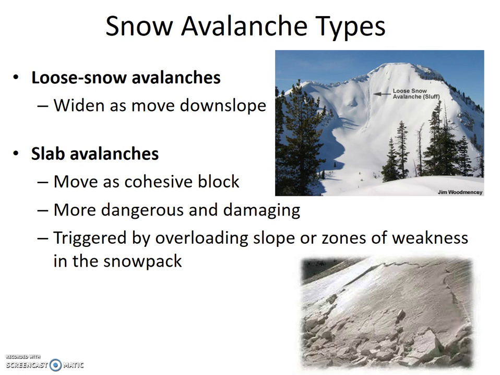There are two main types of snow avalanches. Loose snow avalanches, which widen as they move downslope, and slab avalanches, which move as a cohesive block. These are more dangerous and damaging and are triggered by overloading the slope or zones of weakness in the snowpack.